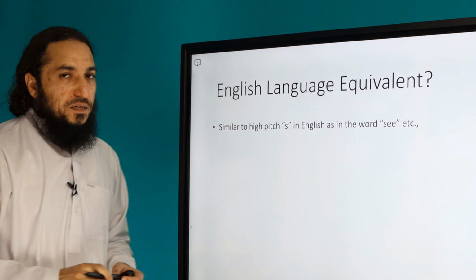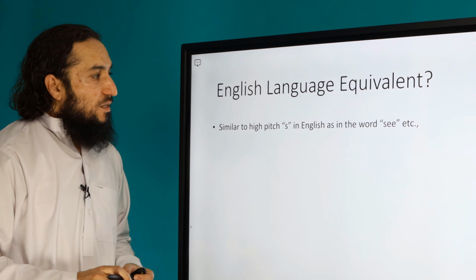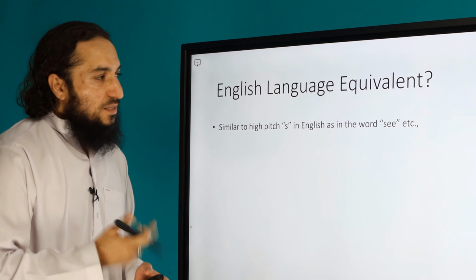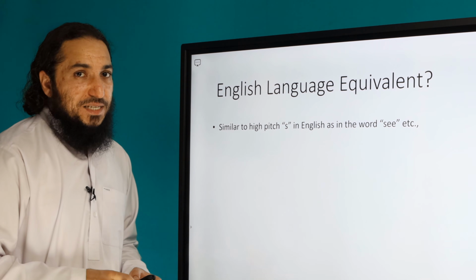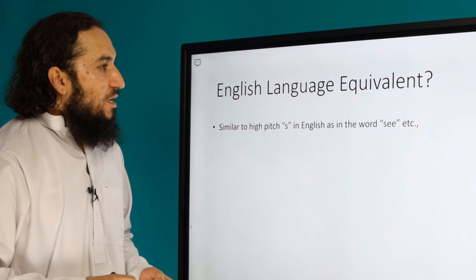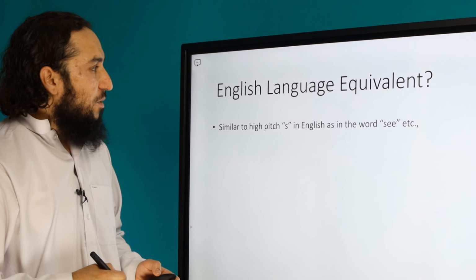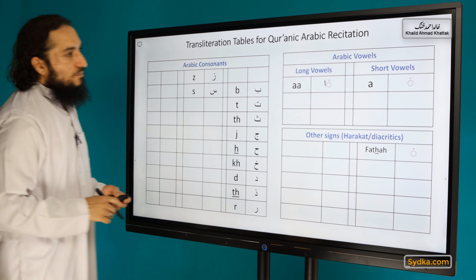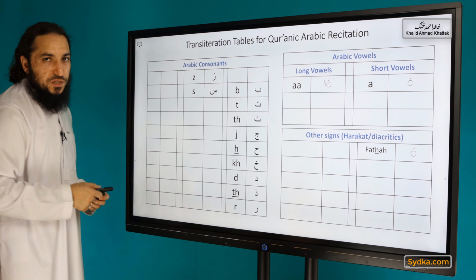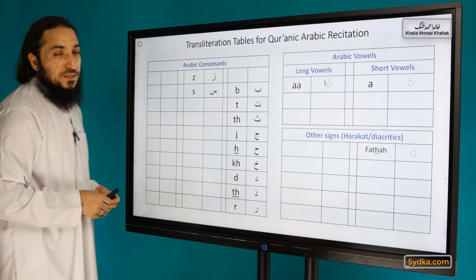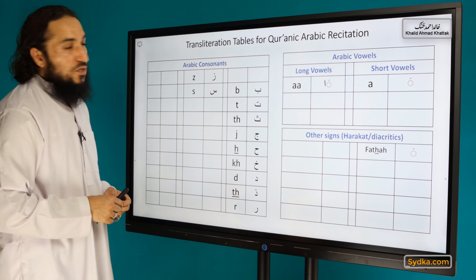What is the English equivalent to Sin? It is the high pitch S, as in the word see. The sound S is similar to Sin in Arabic. So for transliteration purposes, we will be using the English alphabet S.